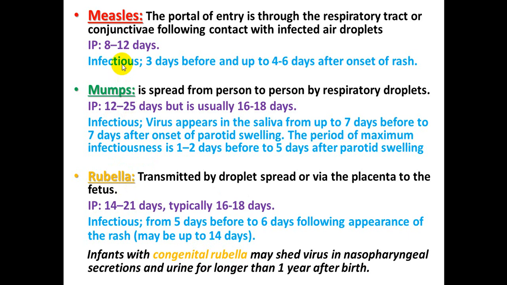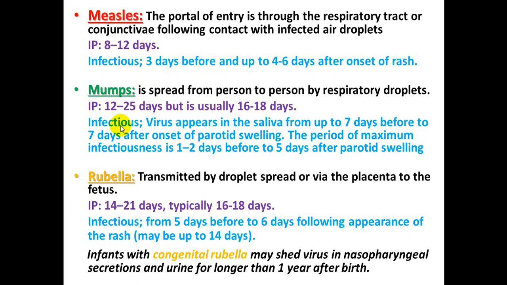The other important thing is the infectivity period, i.e. the period in which the patient is infectious to others, i.e. he or she can transmit the disease to others. In a case of measles, the infectivity period is about 3 days before and 4 to 6 days after the onset of the rash, which is the hallmark of measles.